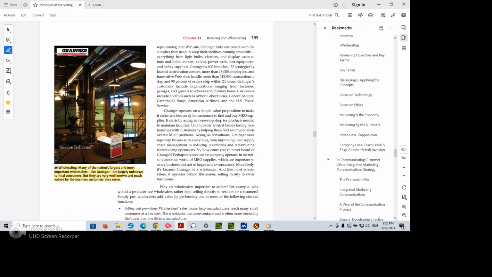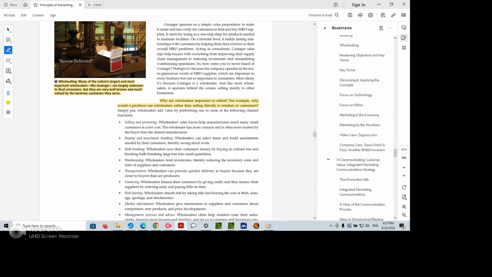Now remember, we need to understand why wholesaling is important. In other words, why would a producer use wholesalers rather than selling directly to retailers and consumers? Simply put, wholesalers add value by performing one or more of the following channel functions. First of all is selling and promoting. Wholesalers' sales forces help manufacturers reach many small customers at a low cost. The wholesaler has more contacts and is often more trusted by the buyer than the distant manufacturer.